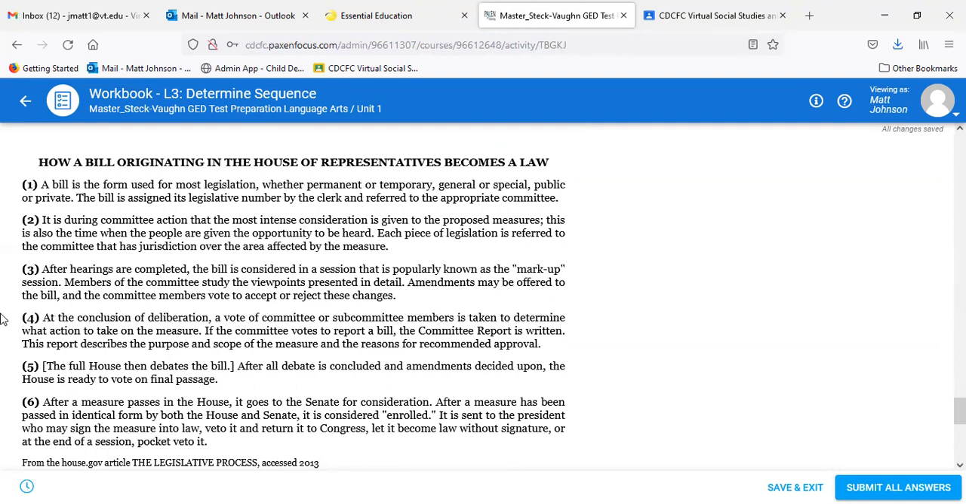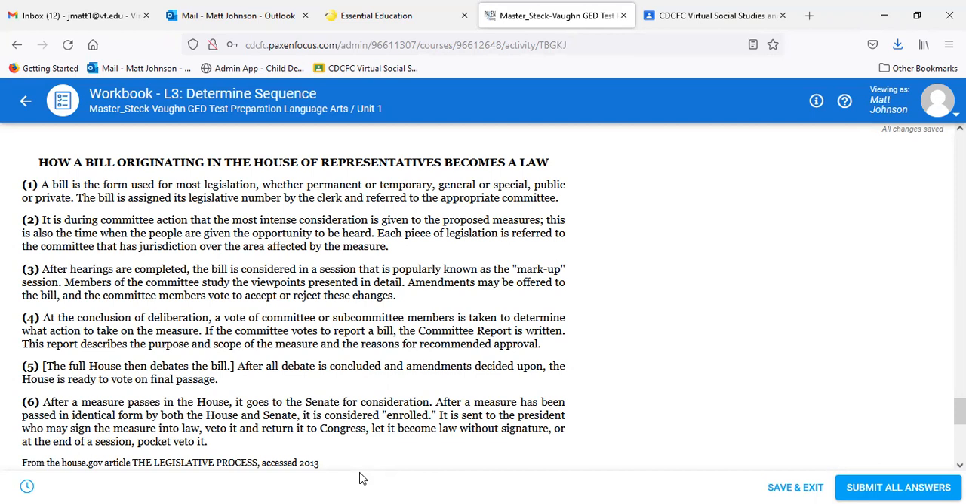So a bill is formed. A bill is the form used for most legislation, whether permanent or temporary, general or special, public or private. The bill is assigned its legislative number by the clerk and referred to the appropriate committee. It is during committee action that the most intense consideration is given to the proposed measures. This is also the time when the people are given the opportunity to be heard.